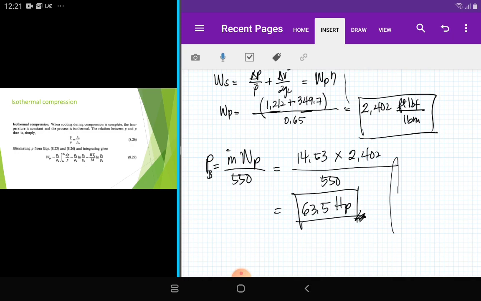Now, how about for isothermal compression? For isothermal compression, this is when cooling during compression is complete, the temperature will be constant, and the process will be isothermal. Therefore, the relationship between the pressure and density is simply that the ratio of pressure over the density is equivalent to the inlet pressure over the inlet density, which is much simpler than the equation if the compression is adiabatic.